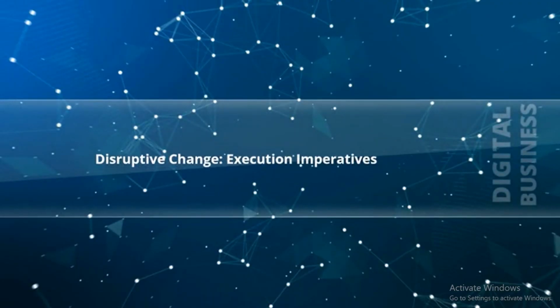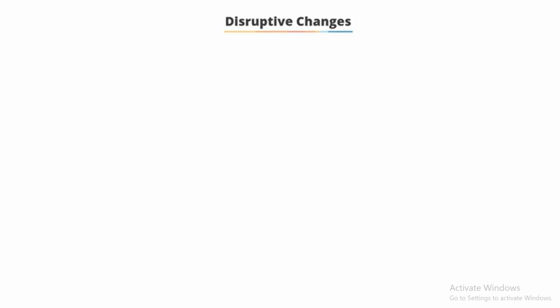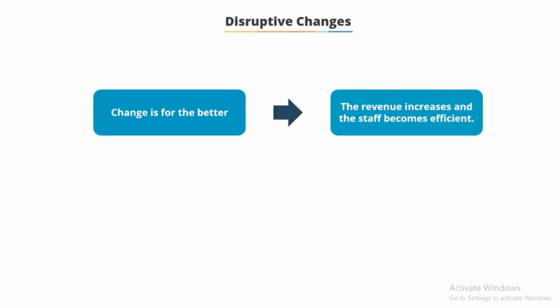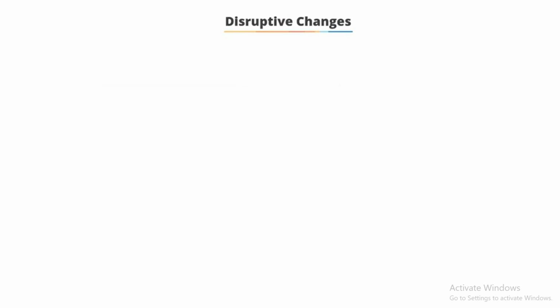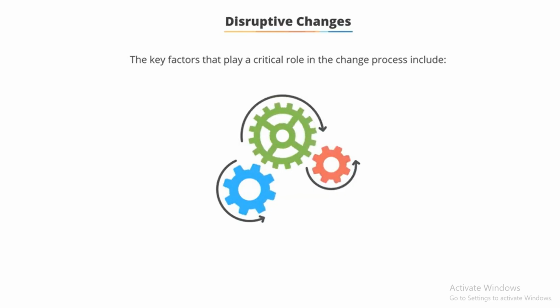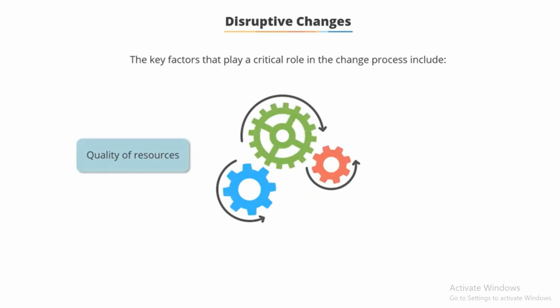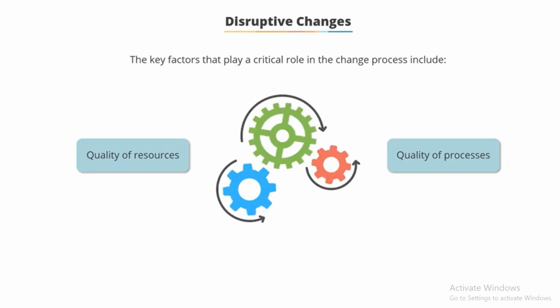Let us see the execution imperatives of disruptive changes. Today, organizations are constantly changing the fundamental way of running businesses. When a change is for the better, the revenue increases and the staff becomes efficient. On the other hand, if the change leads to attrition, the business becomes obsolete. Some of the key factors that play a critical role in the change process are quality of resources and quality of processes. Let's look at each of them in detail.